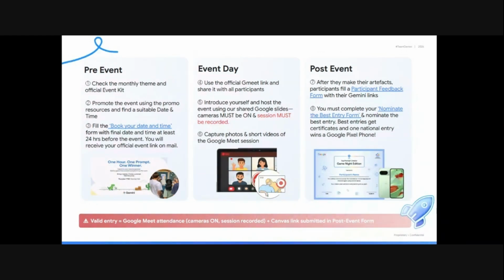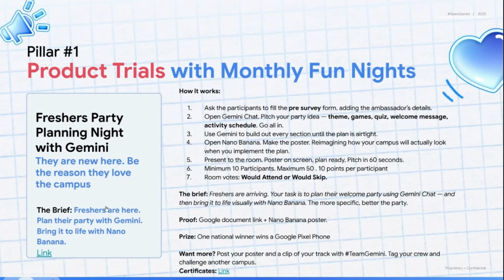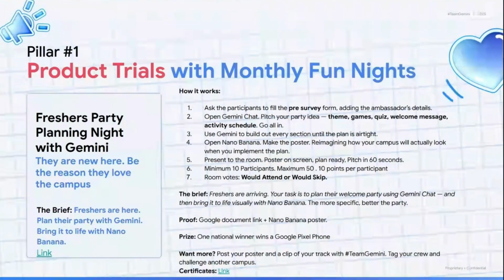Okay, so we come to our July task tracker, task guide. Your brief is: freshers are here, plan their party with Gemini, bring it to life with Nano Banana. Now I want everybody present here, if you've not done this task yet, to attempt it as soon as possible, because the sprint that is running is going to close on the 18th. And the top 150 people from that are going to get a 500 rupees e-voucher. Then there are just some other rewards.